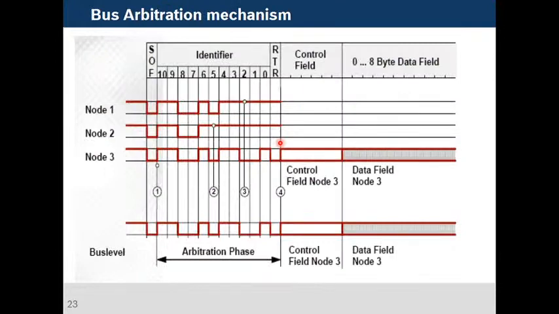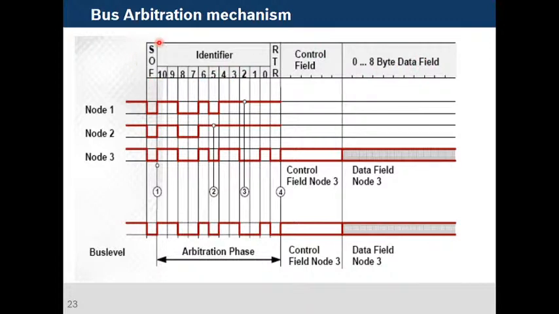Now coming to the bit arbitration mechanism. For example, here three nodes are connected on a bus. This is the CAN bus, if you see the laser mark. And these are all three nodes connected on the same bus. And this is the CAN frame format. We are going to see these detailed things in the next one.